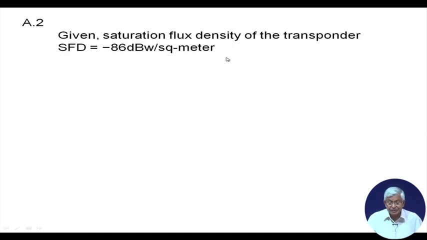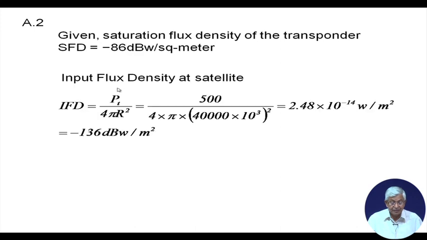Given saturation flux density of the transponder is minus 86 dBW per square meter. The input flux density at the satellite, IFD, is the transmitted power by 4 pi r square flux density. So, if you put the numbers, you get minus 136 dBW per meter square. I converted from the ratio into dB.